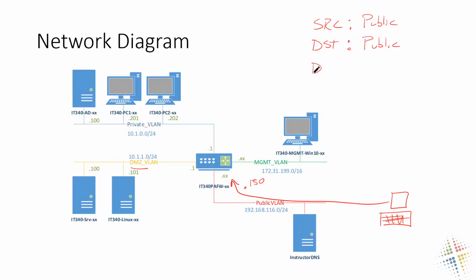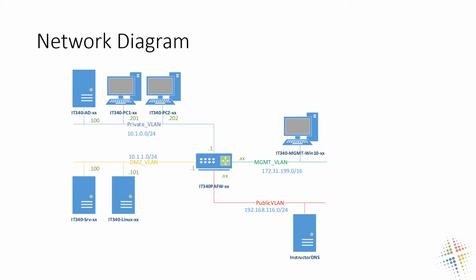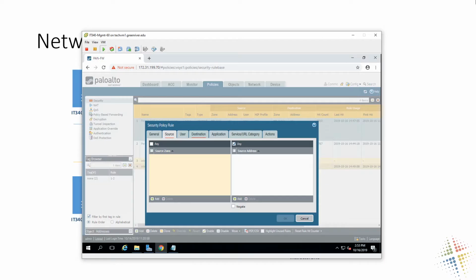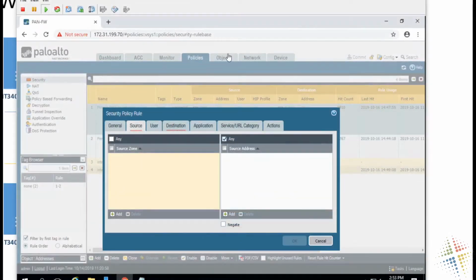And my destination IP is 192.168.116.150. Okay, well, let's see how that works. So we come back here to our configuration. Source zone is public.